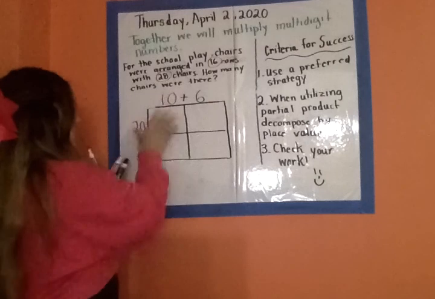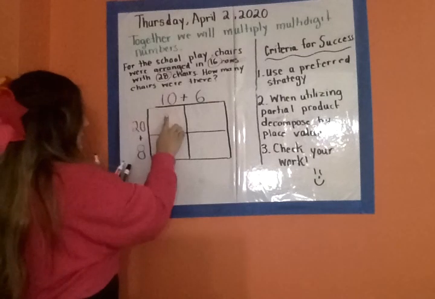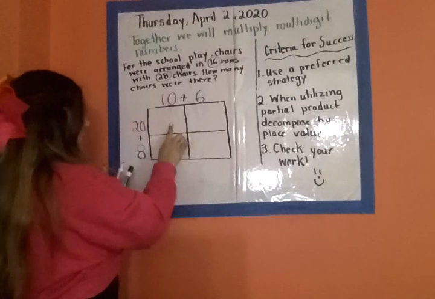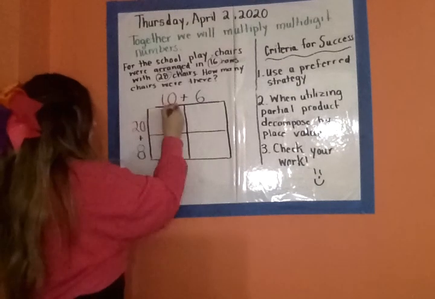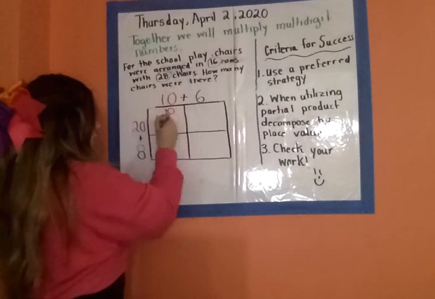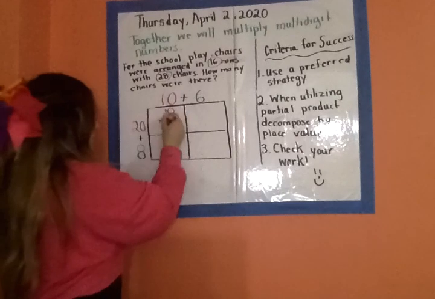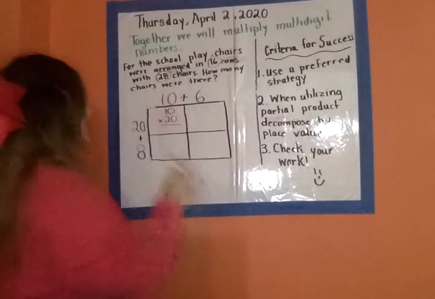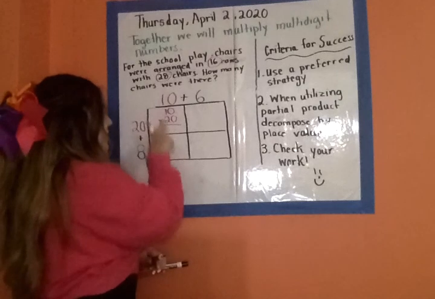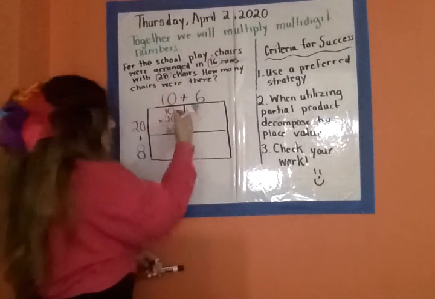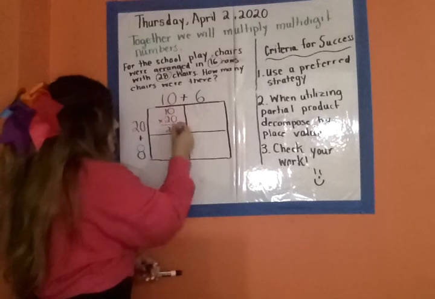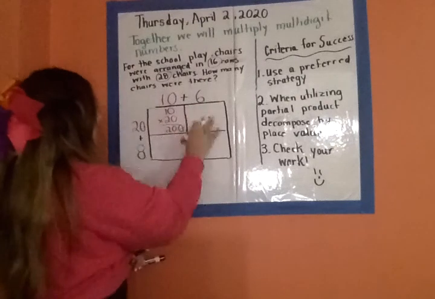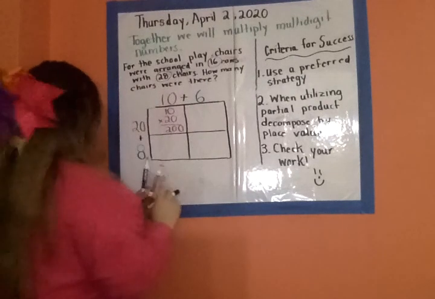So for my first equation, remember, I'm going to line up my tens place with my tens place in my second factor. So 10 times 20 equals, kind of like to look at my tens place. 2 times 1 is 2. How many zeros? 1 and 2. So that means it is 200, right? Let's do the same thing now for our next box, okay?